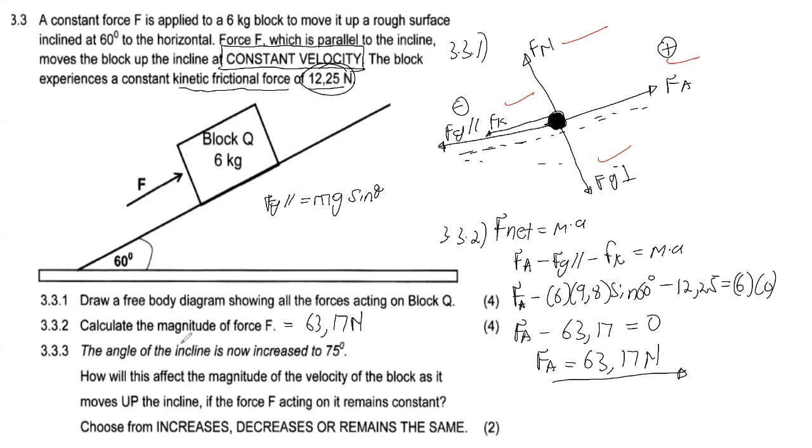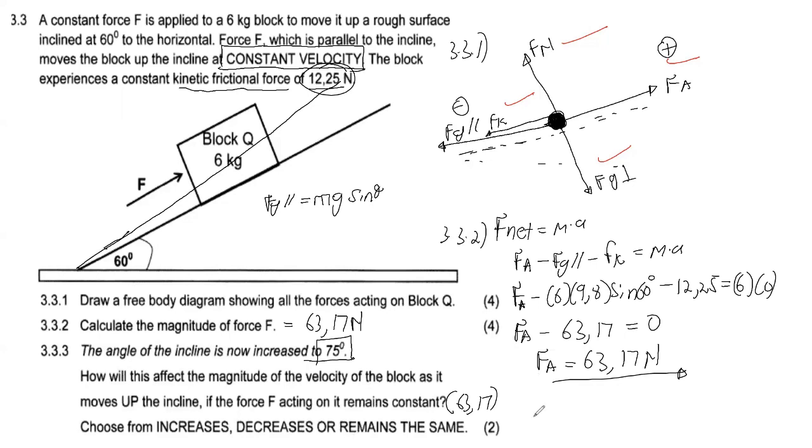Then 3.3.3 says the angle of the incline is now increased to 75 degrees. So from 60 degrees, it's now increased to 75 degrees. That means they're making the slope steeper now. Then how will this affect the magnitude of the velocity of the block as it moves up the incline, if the force F acting on it remains constant? So your force does not change, it still remains 63.17, but now they've made the slope steeper. So they say choose increases, decreases, or remains the same.